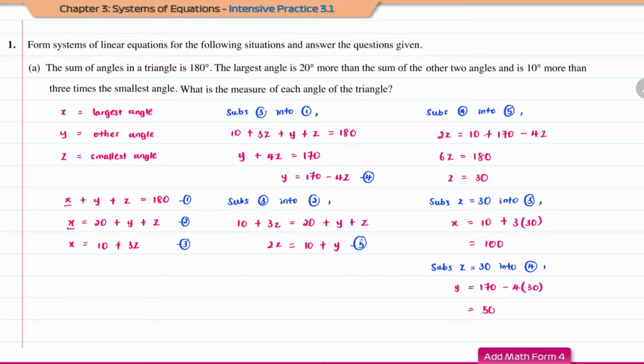Therefore the largest angle, X, is equal to 100 degrees. The smallest one, Z, is 30 degrees. And the angle in between, which is Y, will be equal to 50 degrees.